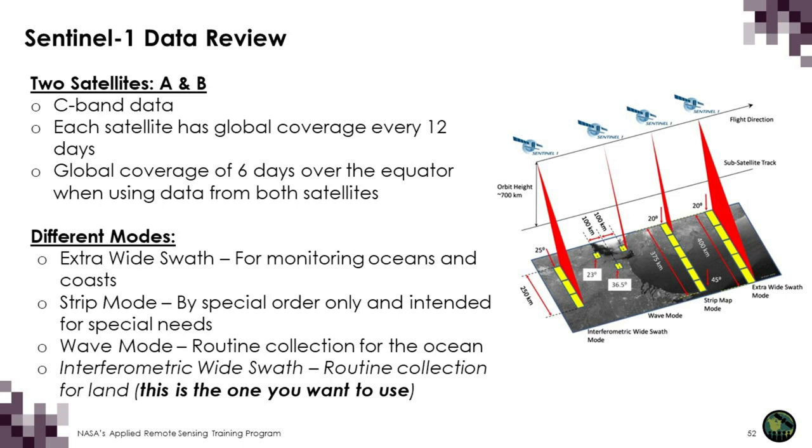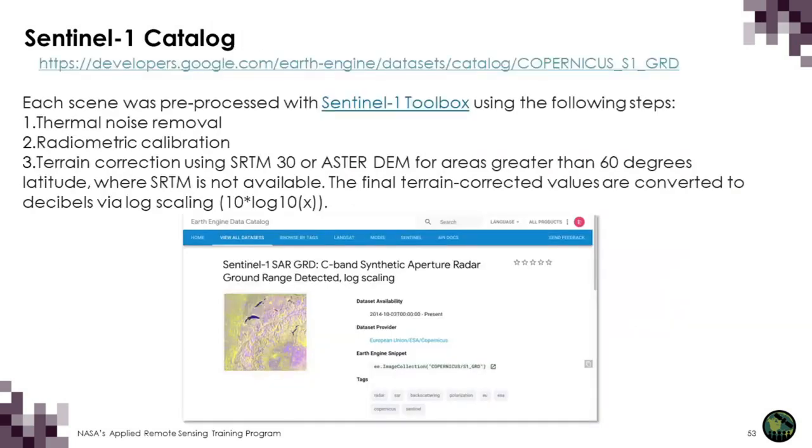They have different modes of data acquisition, and the one that is used for studies over land, the routine collections for land, is the interferometric wide swath. The Sentinel-1 catalog on Google Earth Engine has Sentinel-1 data starting from 2014. So Sentinel-1A was launched in 2014, Sentinel-1B in 2016. And Sentinel-1B, as mentioned, is no longer operational as of mid to late December 2021.